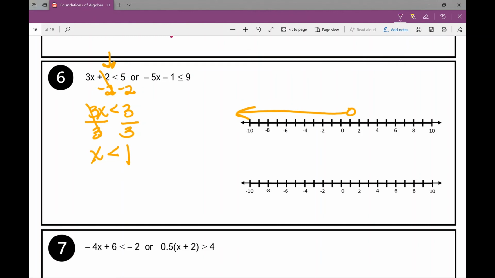Variable on one side, awesome. All I need to do is use inverse operations to get that variable all by itself. So I'm going to add 1. And I get negative 5x is less than or equal to 10. And what do I need to do now? Divide both sides by negative 5.